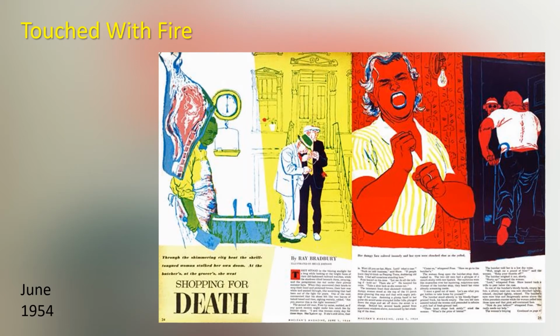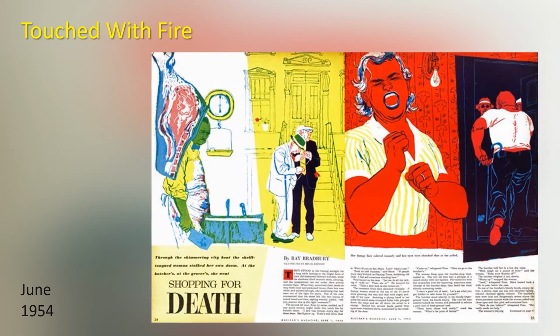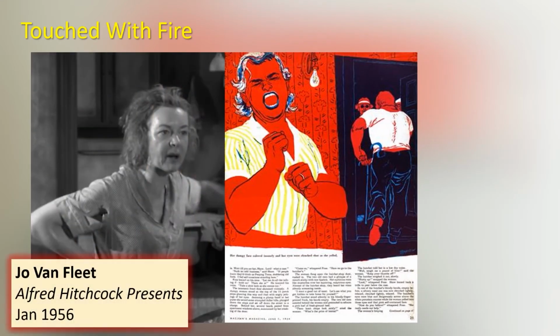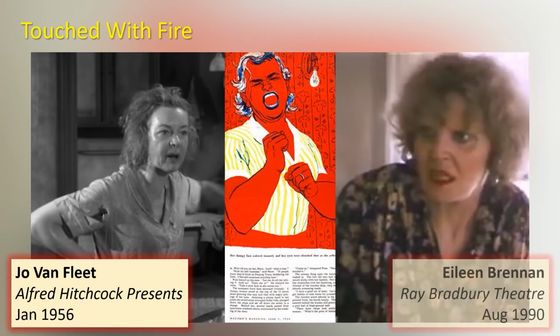Shrike, a character beautifully captured in the illustration here, and also brought to life on television, first by Joe Van Fleet in Alfred Hitchcock Presents in 1956, and again by the wonderful Eileen Brennan nearly 40 years later. The scripts for both of these TV appearances were written by Bradbury himself.